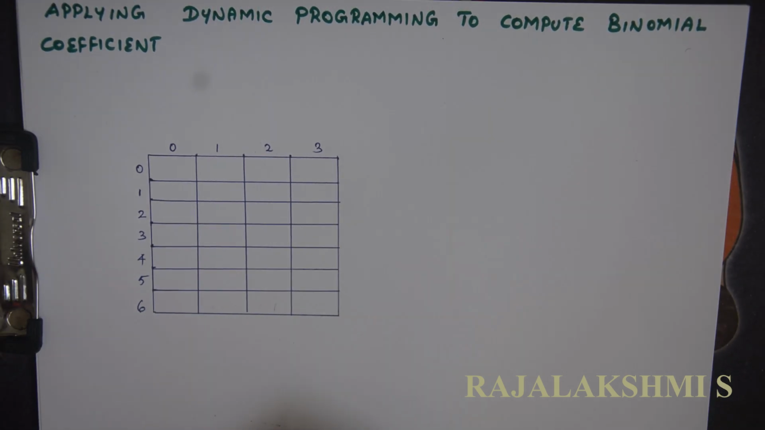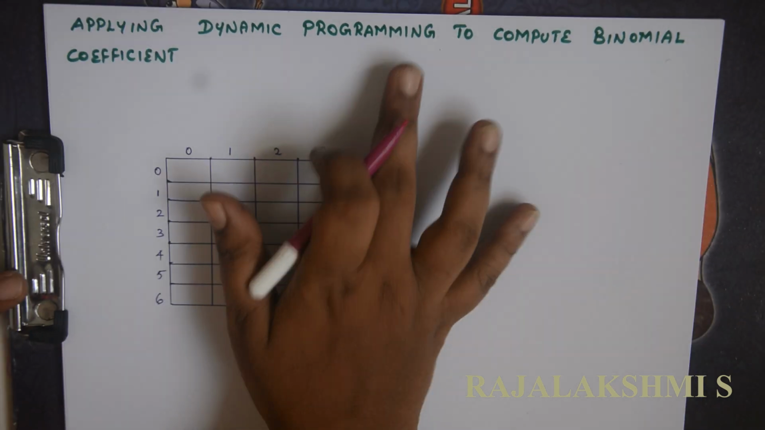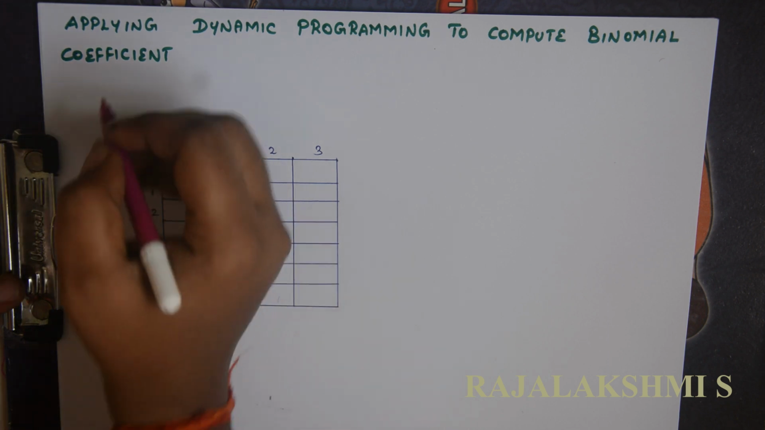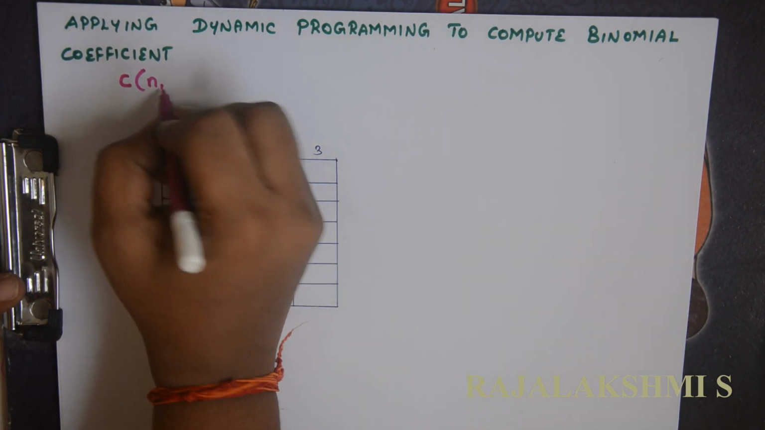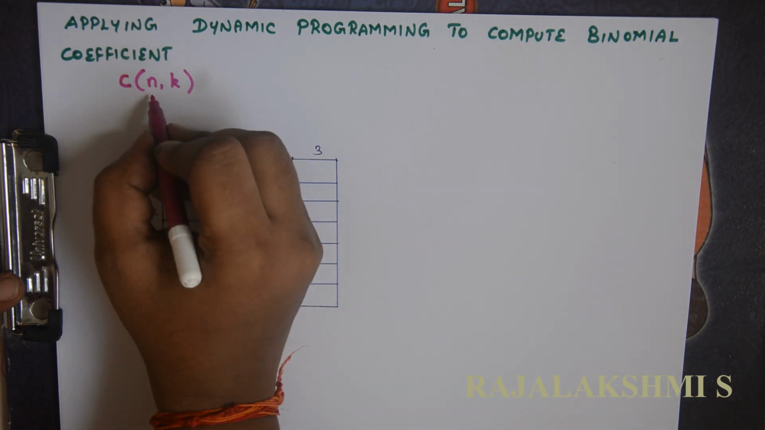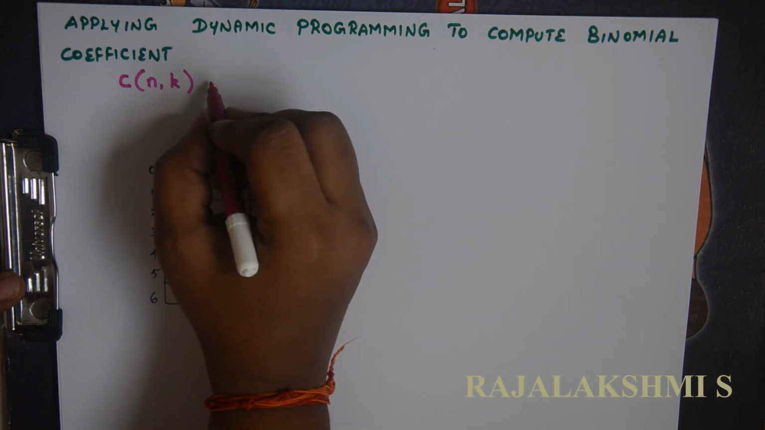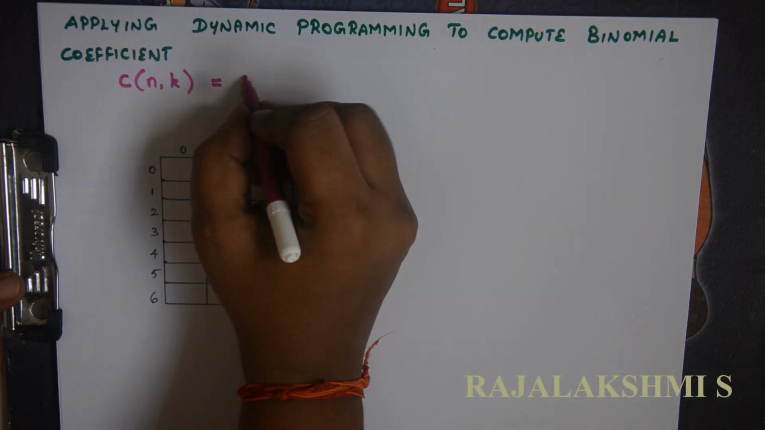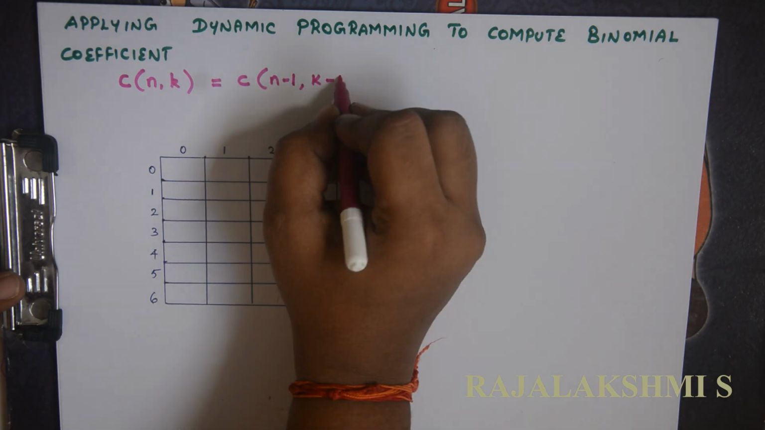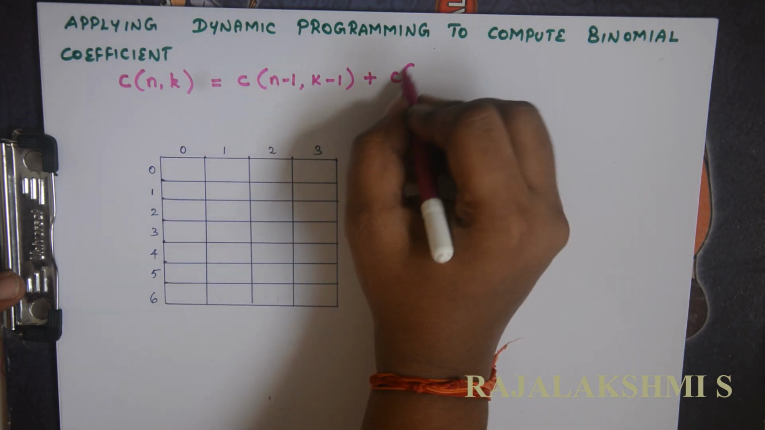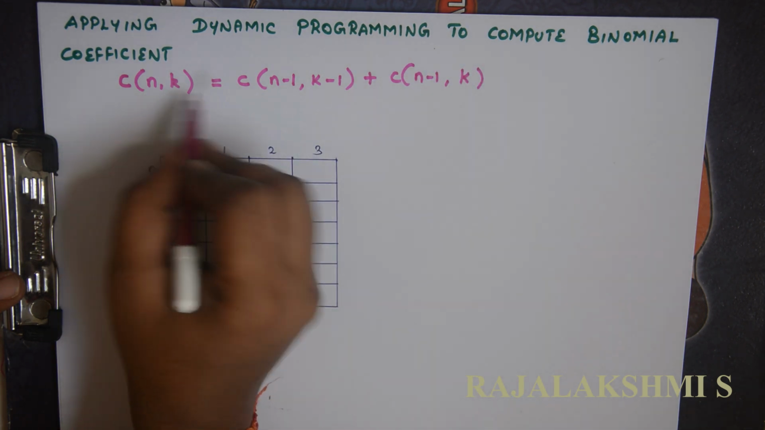In this tutorial, we are going to discuss how to compute the binomial coefficient using dynamic programming. The binomial coefficient we will represent with C(n, k). Here n is large compared to k, that is n is greater than or equal to k. This can be expanded as C(n-1, k-1) + C(n-1, k). So we are going to construct a matrix.